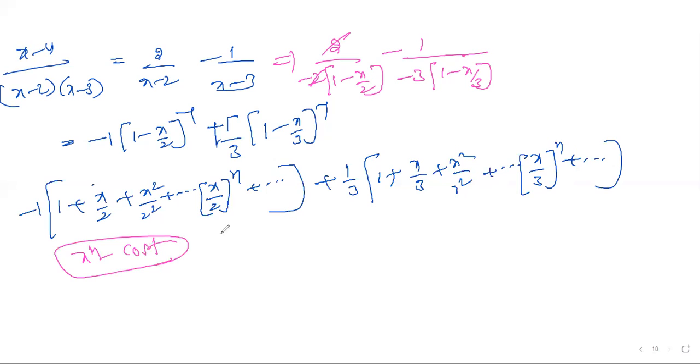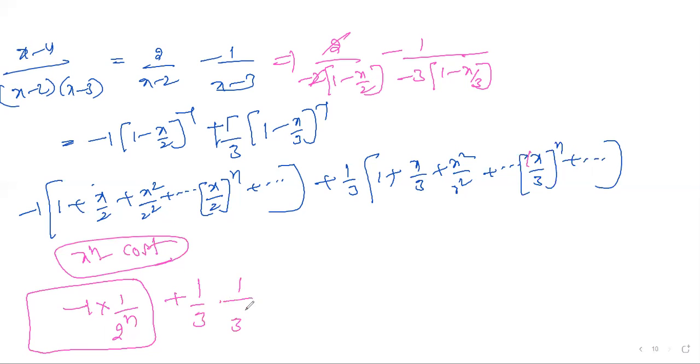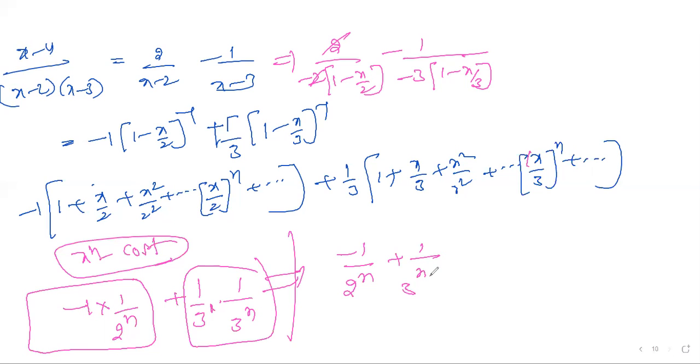x power n quotients means you are just looking at x power n quotients only. What is this x power n? For the first expansion, minus 1 into 1 by 2 power n. Second expansion, 1 by 3 into (1 by 3) power n. After you simplify, what are you going to get? Minus (1 by 2) power n plus (1 by 3) power n plus 1. So this is your final answer for your x power n quotient for the given question.